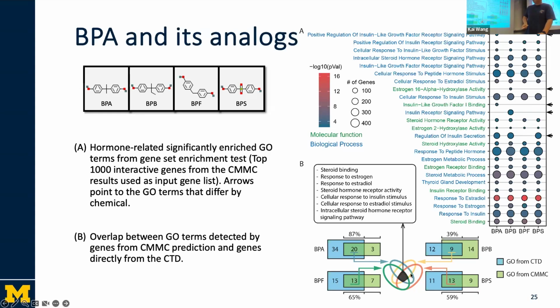And here, this comparison is where we overlapped our significant GO terms for those four chemicals with the significant GO terms from the CTD database. Then we found the overlapping ones. All the overlapping GO terms for all of those chemicals are hormone related, which means our prediction result is not going off to other weird results. Our result can be used to find significant GO terms from those genes.